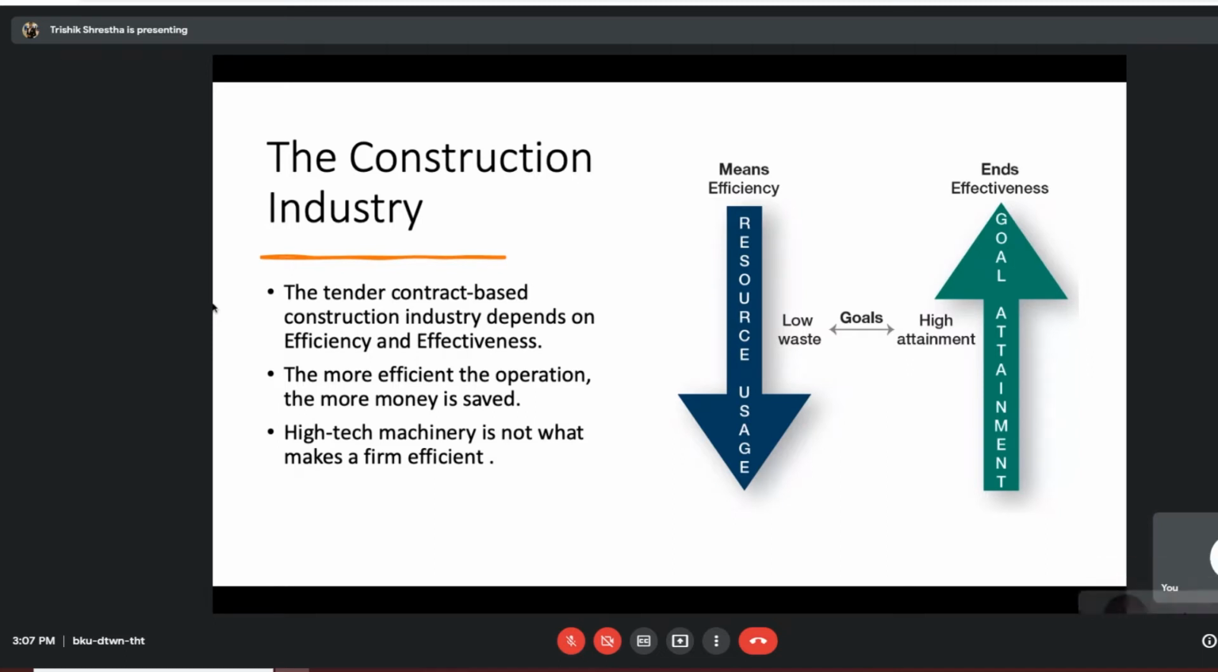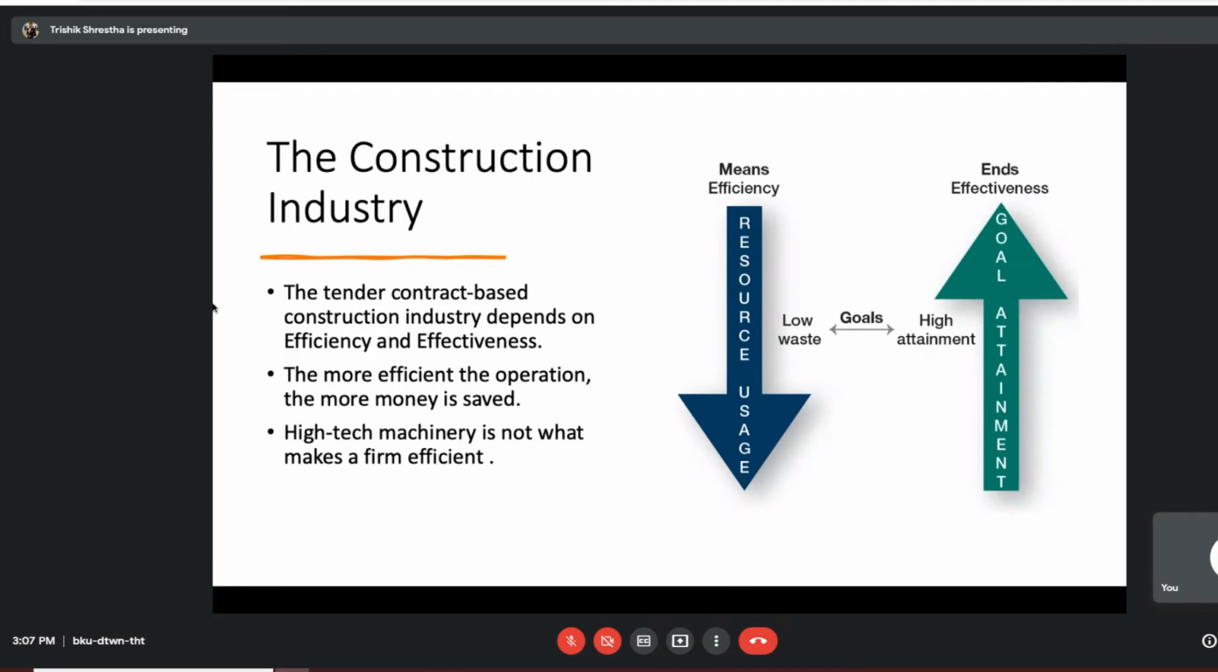It is very difficult to make money in construction industries. A lot of companies have tried and failed, and you can try and try and try, but there will always be some projects where you will in fact lose money, and the reason is always the same, because you are lacking efficiency, right? So just for the basic general understanding of the construction industry, specifically the tender contract based construction industry, it revolves around the principle of efficiency versus effectiveness.